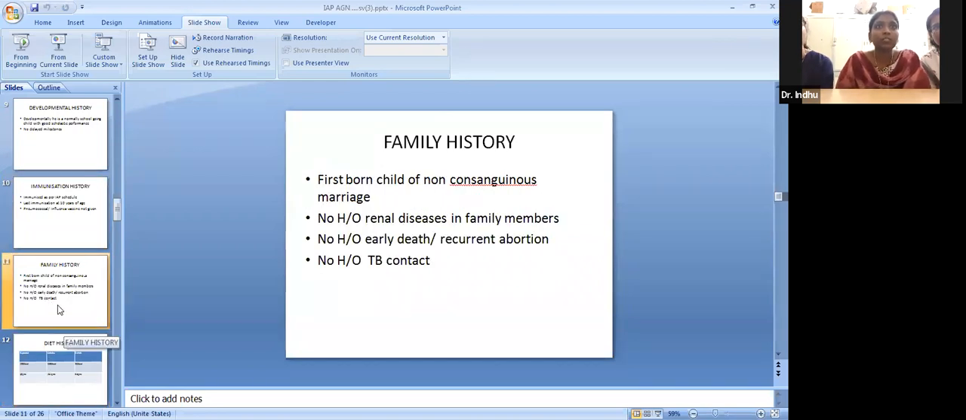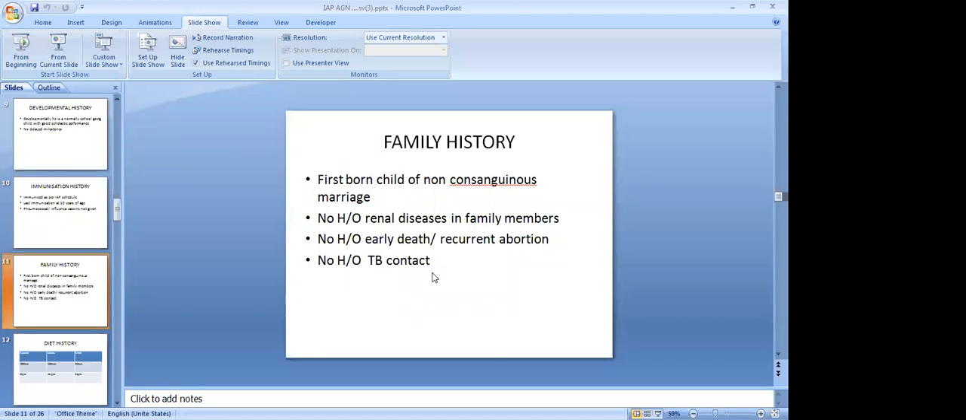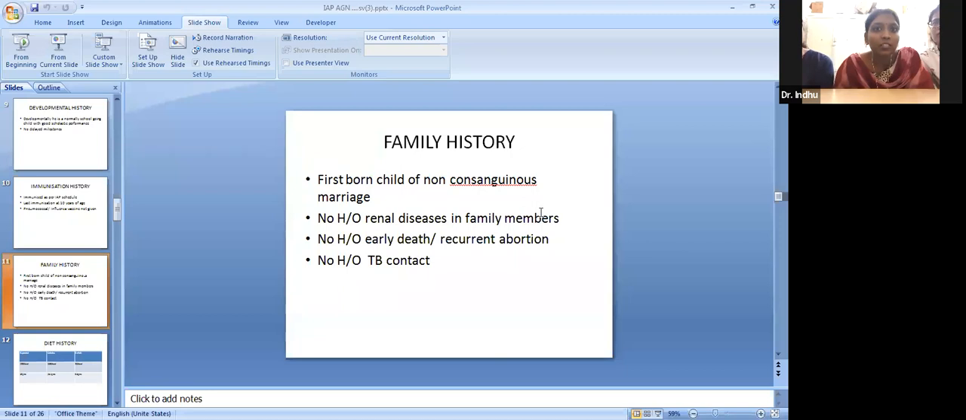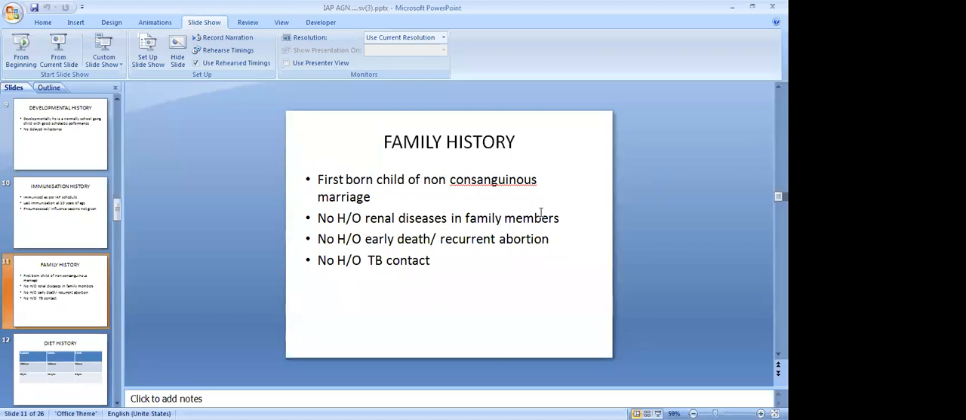Family history is a firstborn child of non-consanguineous marriage, no history of renal diseases in family members, no history of early death or recurrent abortion. What did you mean by no history of renal diseases in family members? What all did you ask? Alport syndrome, sir. So what did you ask specifically for Alport syndrome? Familial benign hematuria. No, for Alport syndrome, what did you ask? Parents will not know they had Alport syndrome. So what history did you ask? To whom will you ask the history? It's a maternal uncle.